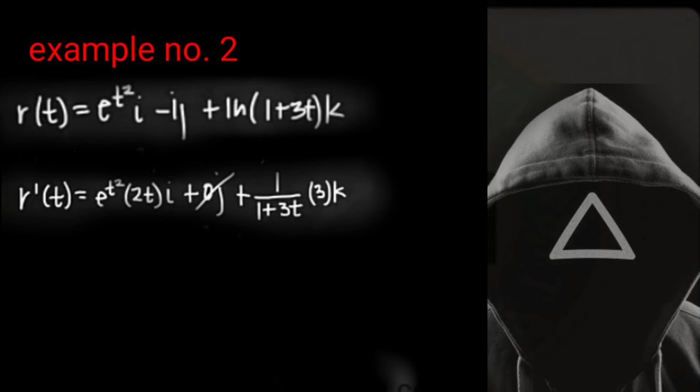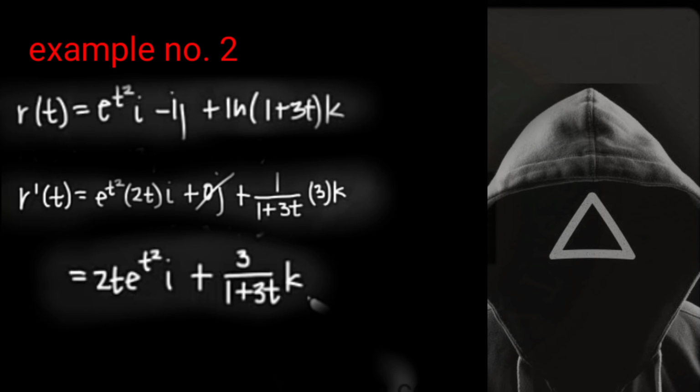That's why 0. For ln(1 plus 3t), however, as you remember, the derivative of ln in chain rule form is 1 over the value. According to the chain rule, we then differentiate 1 plus 3t, so the derivative of 3t is equal to 3, and attach again the i, j, k to the coefficients, and we simplify: 2t e to the t squared vector i plus 3 over 1 plus 3t k. That's the final answer for the derivative example of the vector valued function.